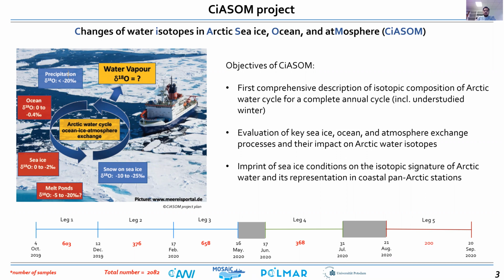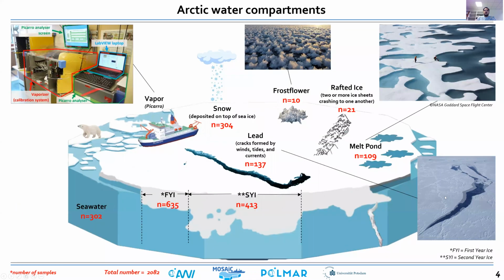So we had a total number of 2,082 samples, and the timeline of different legs with the numbers, you can find at the bottom here, with the dates of different legs or parts of the expedition that I'm going to refer to as legs from here on. So what are these different main compartments that are shaping the Arctic water cycle?